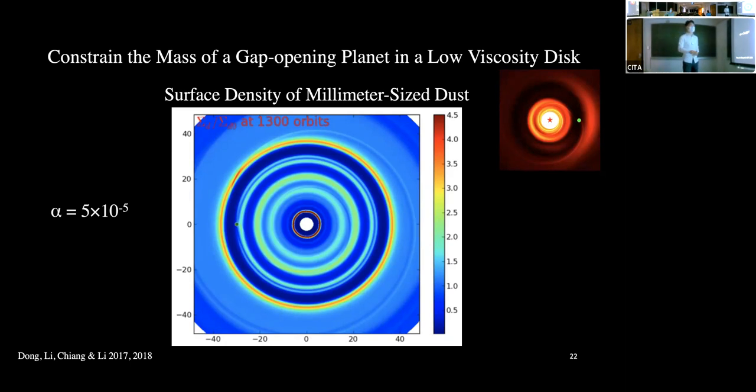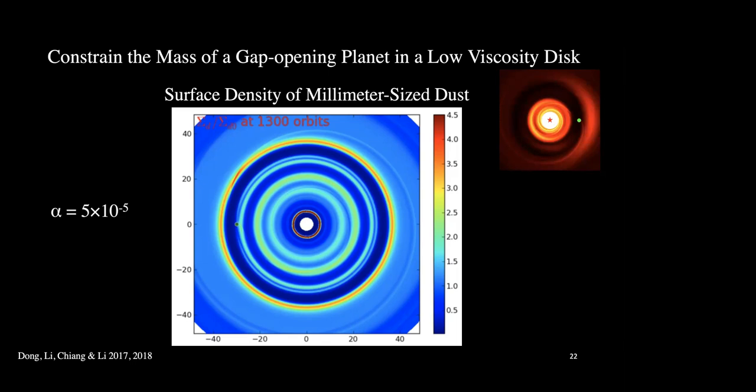But in a low viscosity environment, there's no viscous dissipation, and the waves can freely propagate for a while until they're damped by other mechanisms. And in those cases, the damping location of the waves can be very different. And that's why we see multiple gaps.